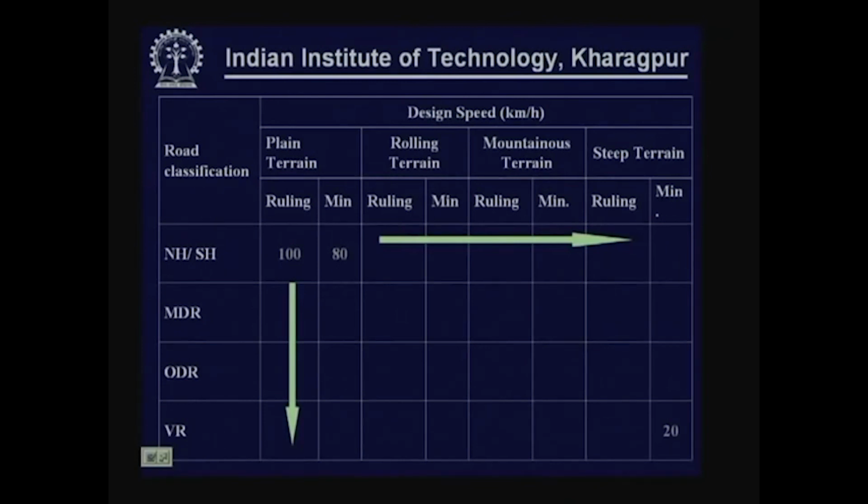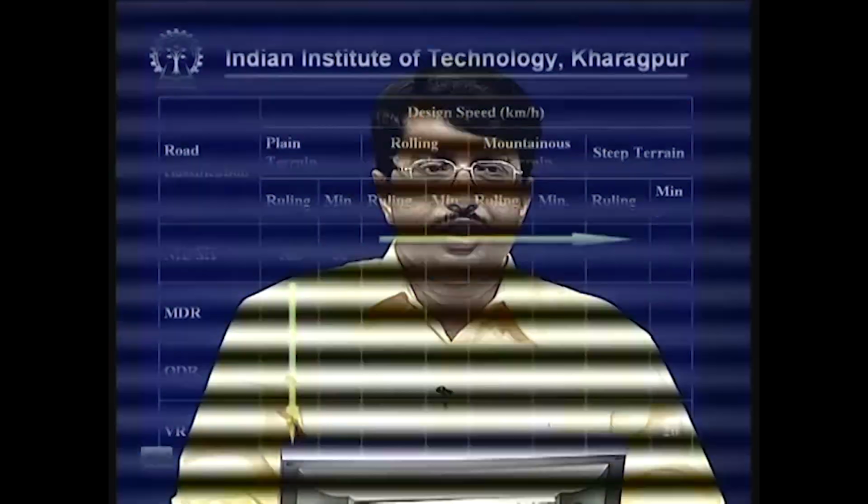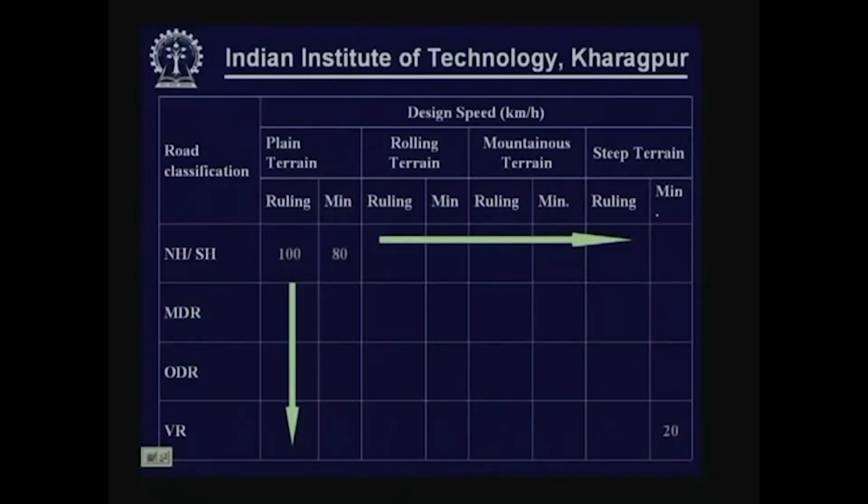Design speed values are suggested. Obviously, we are convinced now that design speed will vary depending on the type of road. So, a typical value for Indian condition is given here, maybe 100 km per hour.